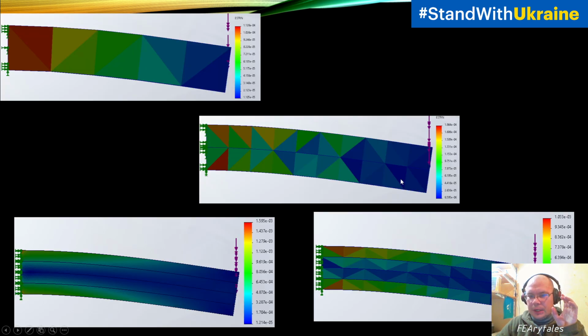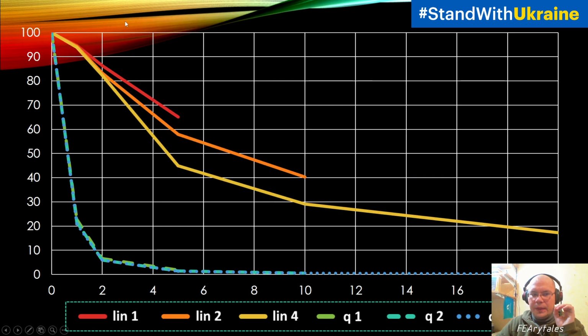And we obtain something like that, and we see that the more elements we have through thickness, the better distribution of stress we obtain, and the better distribution of stiffness we also obtain. And this is our graph about deflection, about stiffness, and about errors in deflection. So we understand that 2 elements per thickness is very good because they provide a very small error.